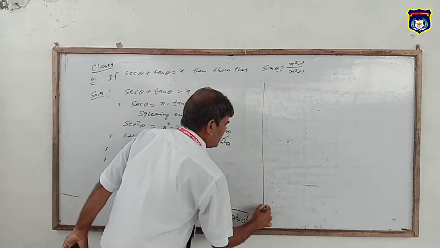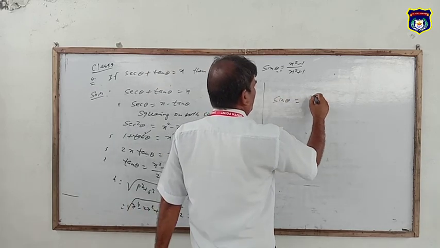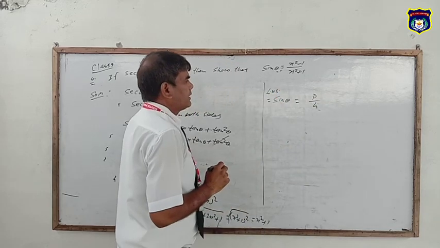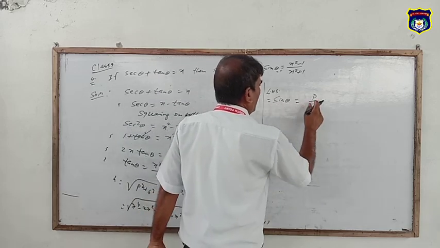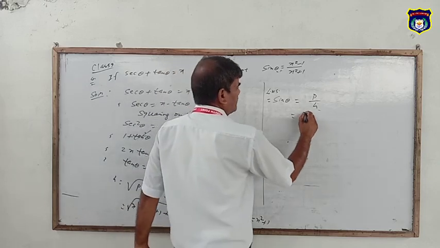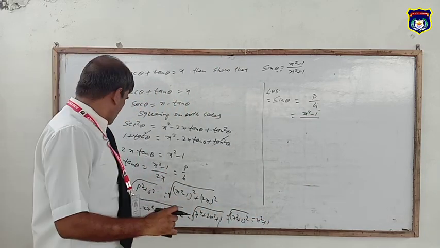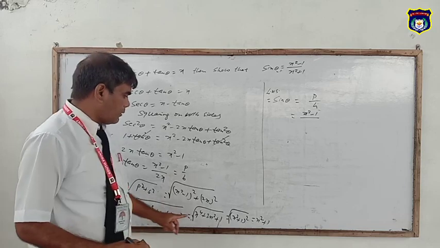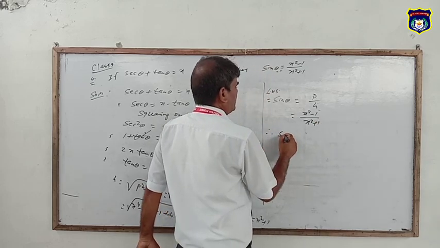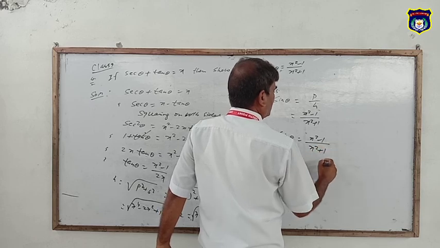Now sin theta is equal to p by h. LHS is sin theta is equal to p by h. P is equal to x square minus 1, and h is equal to x square plus 1. Therefore sin theta is equal to x square minus 1 by x square plus 1.